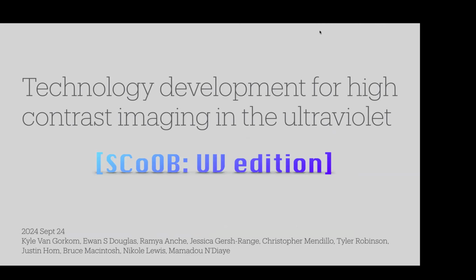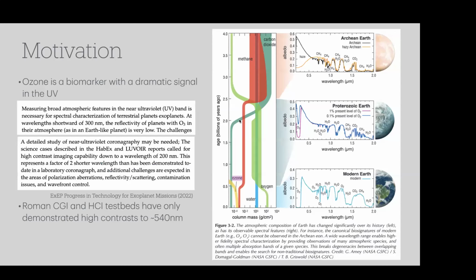Yeah. Okay. So I'm just gonna talk through the proposal that we submitted, I guess it was in January, and then got funded. So this is to do technology development to do high contrast imaging into the ultraviolet, or the alternate title is SCOOB UV edition. Before I dive into it, I was just going to go through a little bit of the background. It's going to be kind of light on the science.